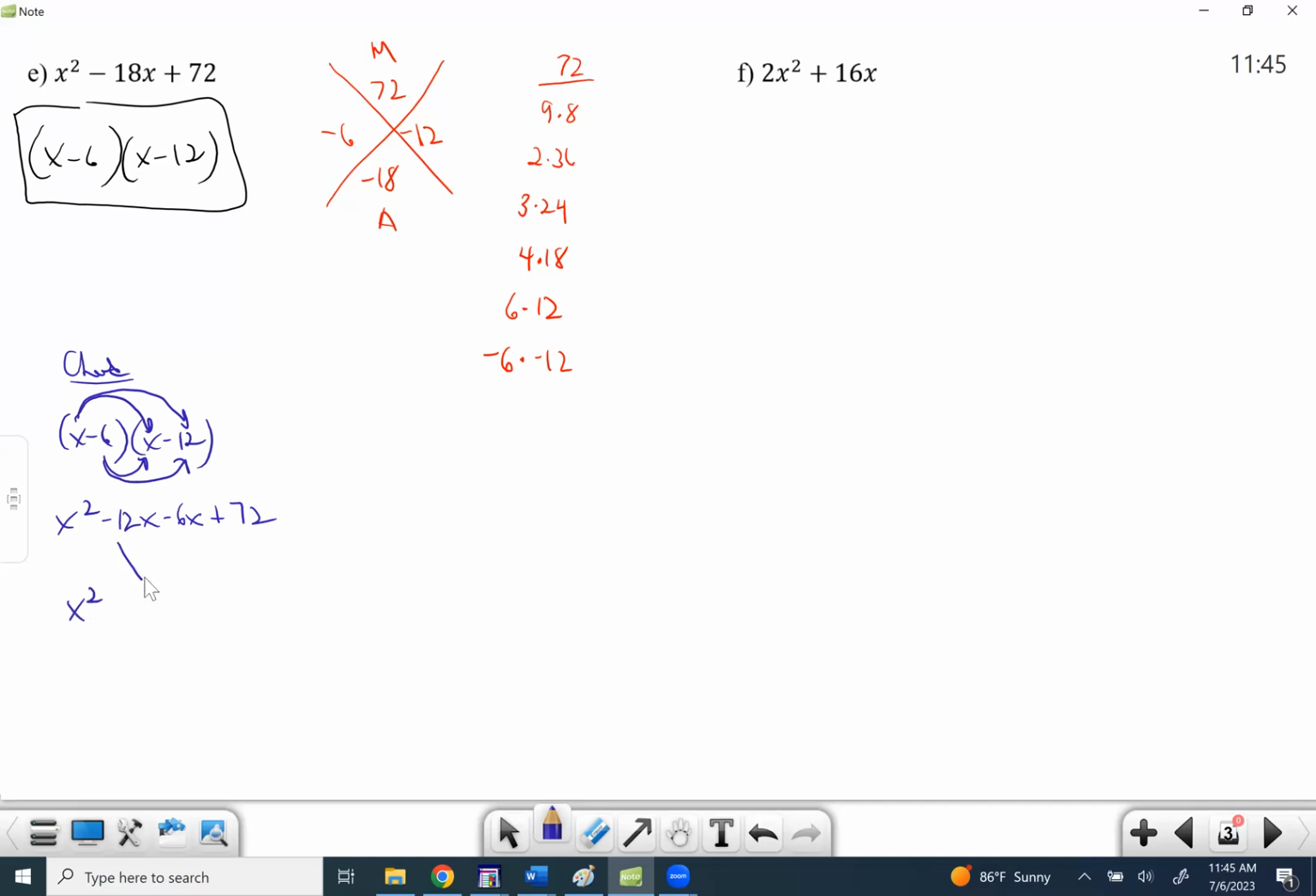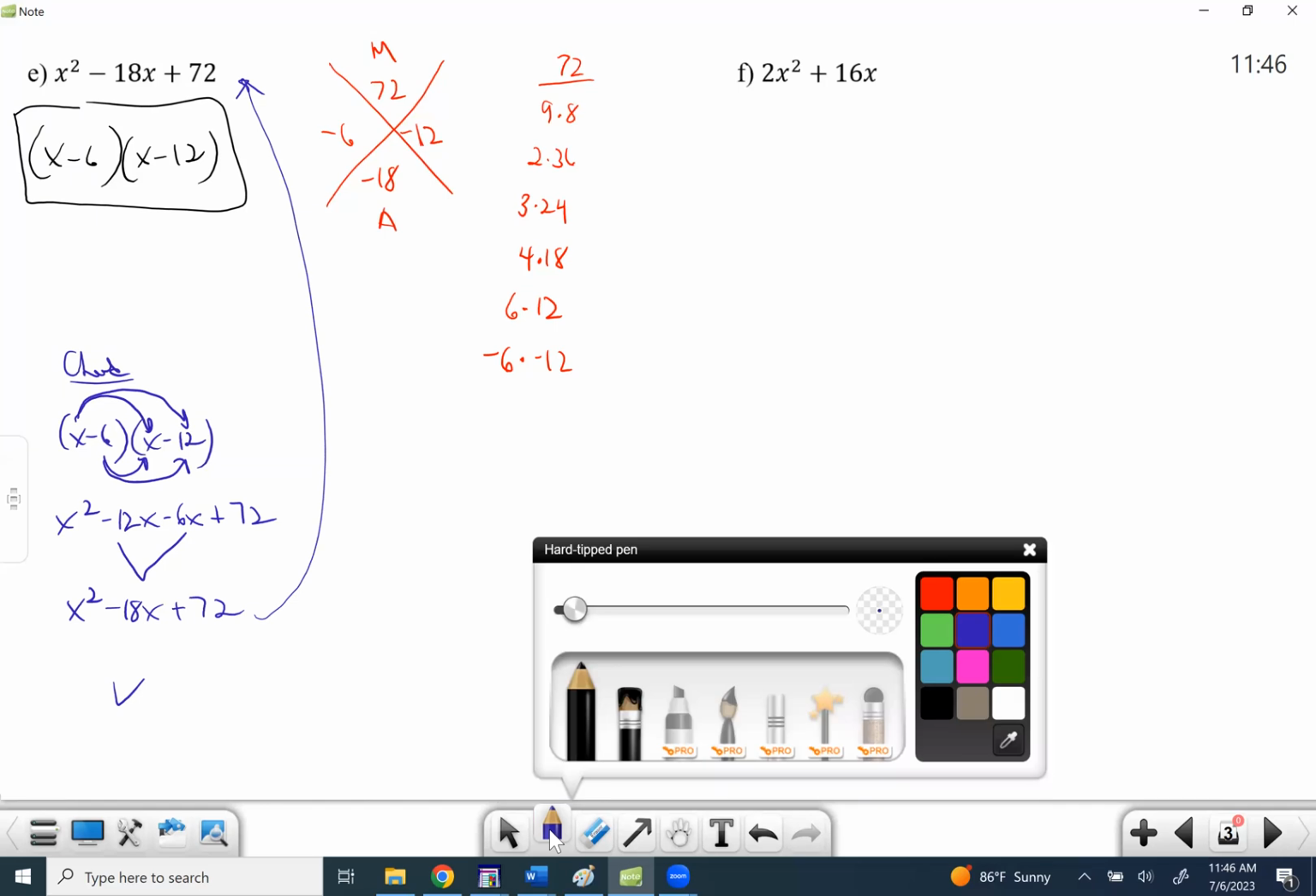Combine the middles. And then check to see that that matches the original. It does, right? Okay. All right, now this one is not a trinomial, it's a binomial. So we're not going to be factoring it in the same way. And we are going to take out the greatest common factor, okay?